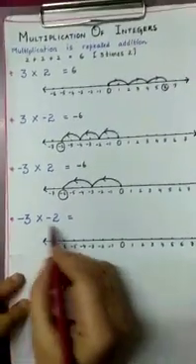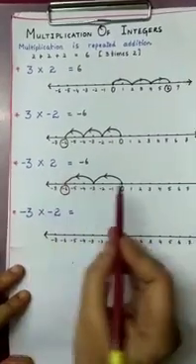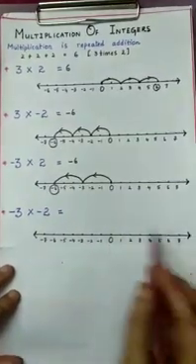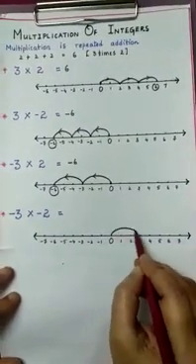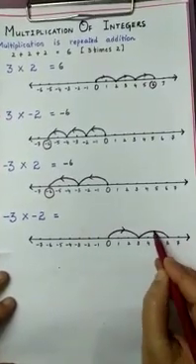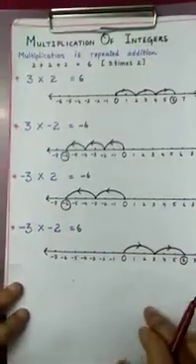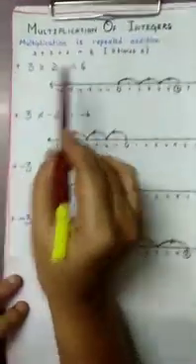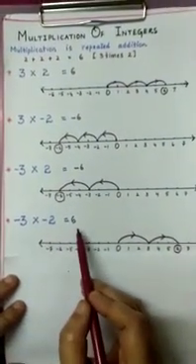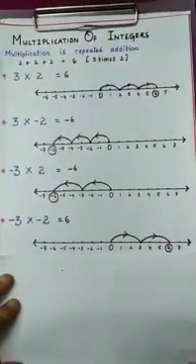Now come to minus 3 into minus 2. Here minus 3 times positive 2 means we move backward. Minus 3 times negative 2 means we move forward. So 0 to 3 first time, 3 to 6 second time. So which is 6. From this we understand that the product of two positive integers is always positive. The product of two negative integers is always positive. The product of one positive and one negative is negative.